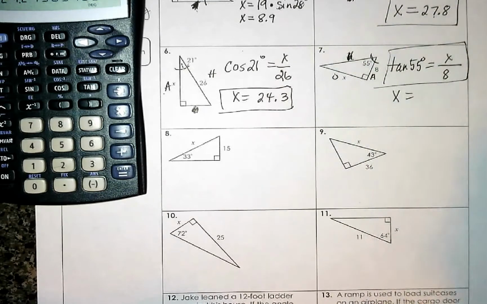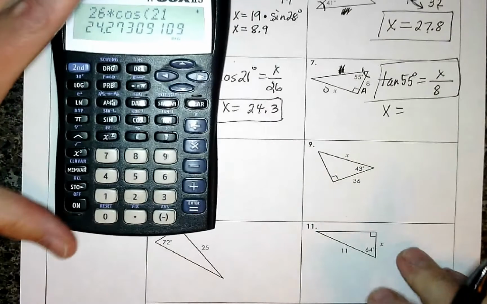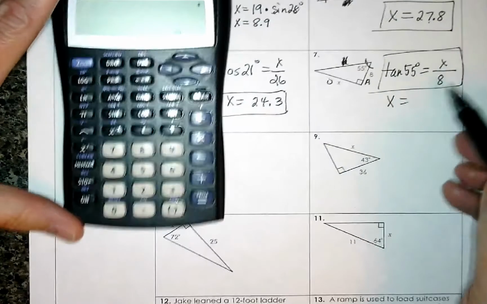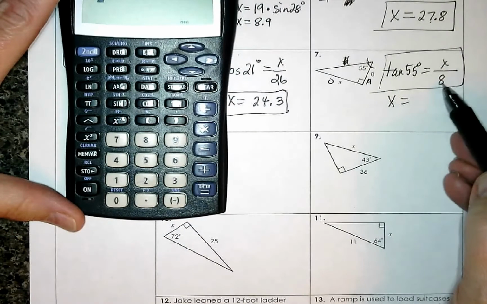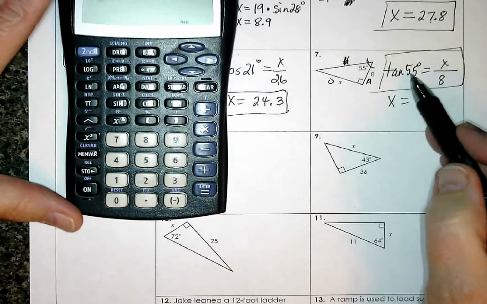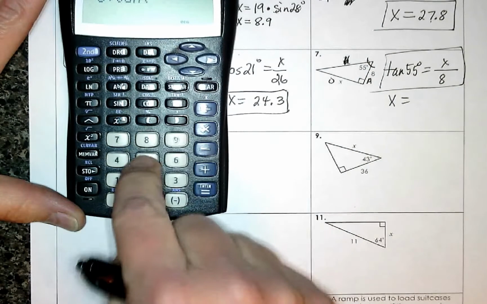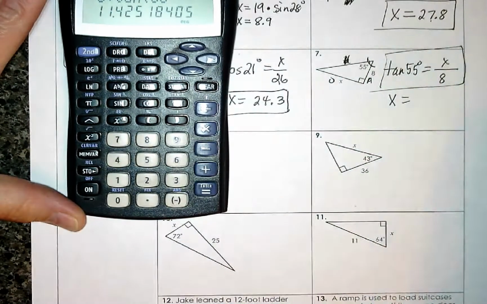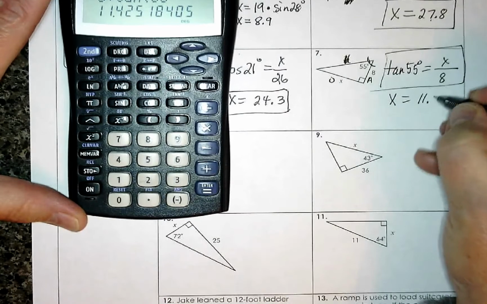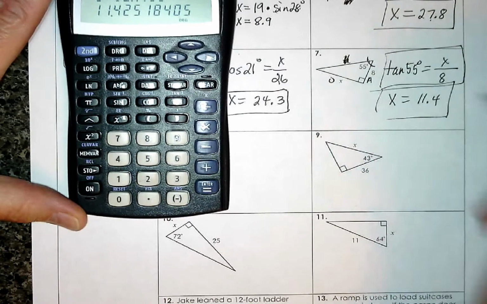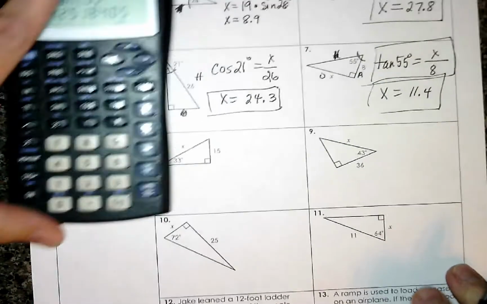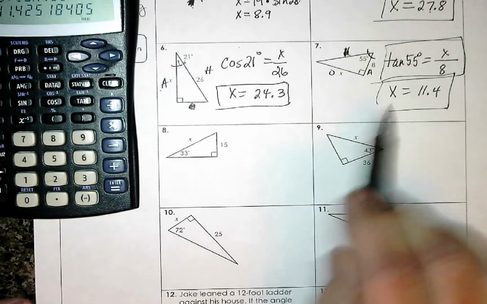There's my equation. X is on the top, so it's a multiply. Remember, we always want to put the whole number or the decimal in first, then we do the trig. So 8 times tan 55. X is going to be 11.4. Okay? So let me know in class if you don't understand how we did those.